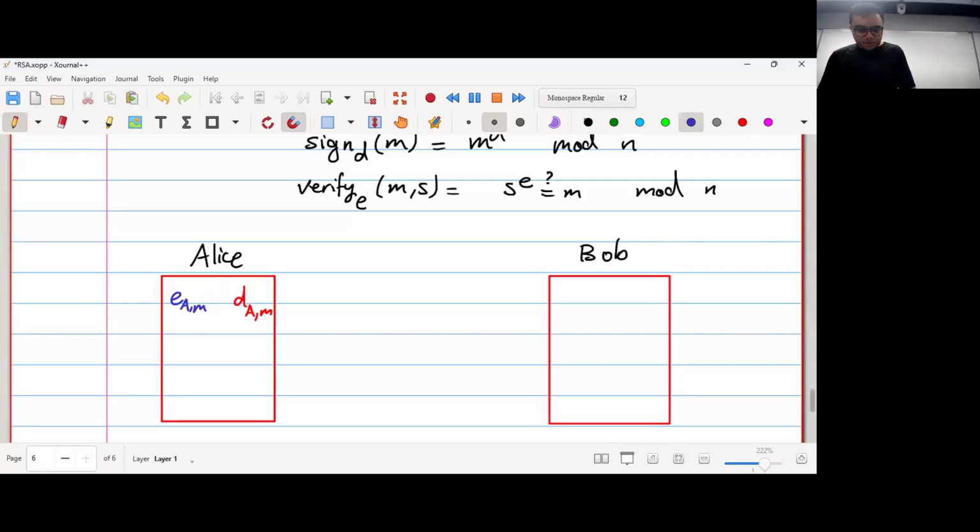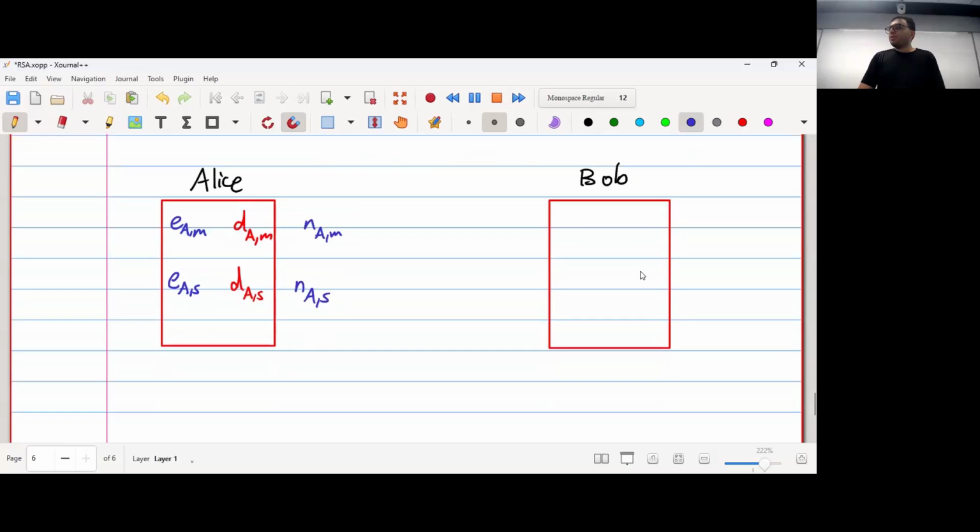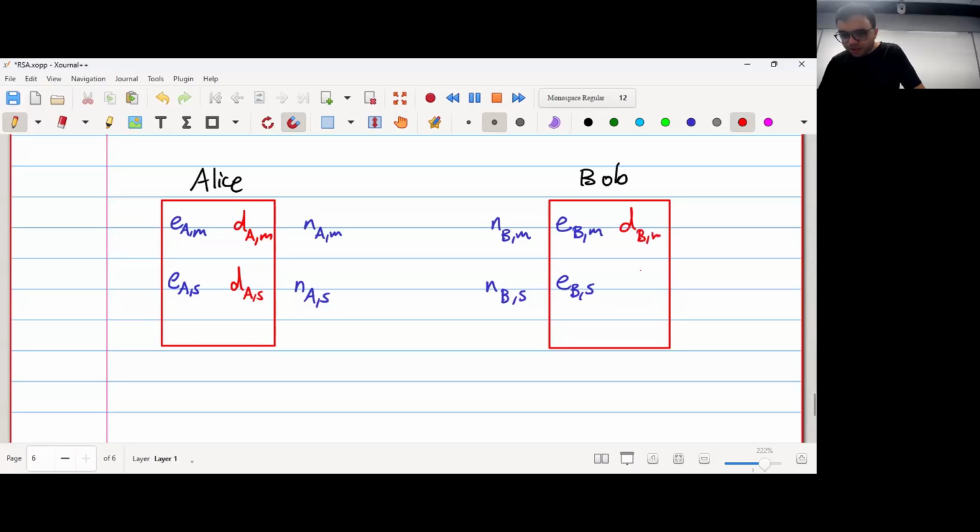And of course, there's also going to be an NAM, which is the modulus used when you're sending a message to Alice, right? And then she's also going to have a public key for signatures, a private key for signatures, and there's going to be a modulus for that. And Bob is also going to have all of these things. So I'm going to have the public key of Bob for sending messages. There is the modulus of Bob for sending messages. And I'm going to have the public key of Bob for signing, the modulus of Bob for signing, and of course, there are corresponding private keys. So the private key of Bob for sending messages and the private key of Bob for signing.